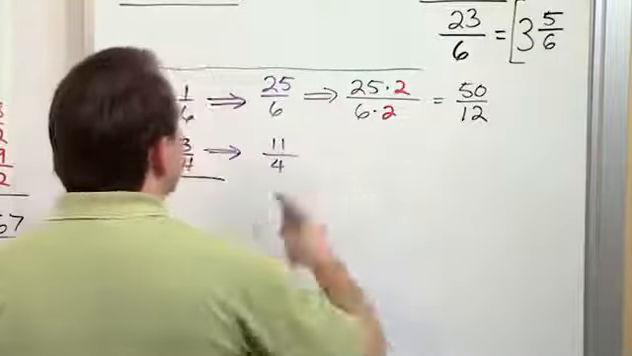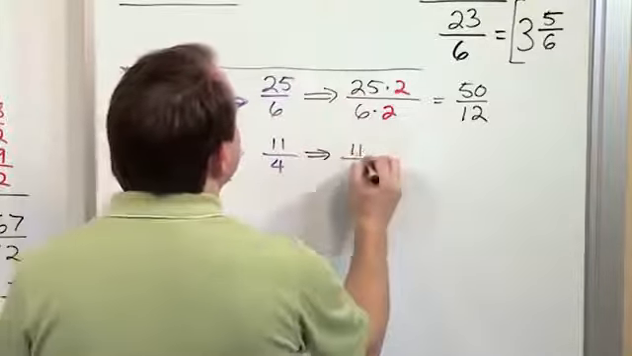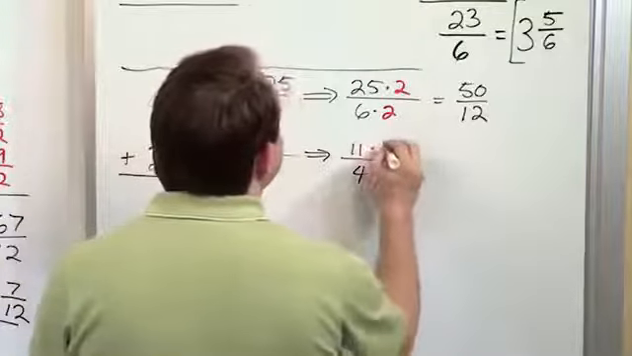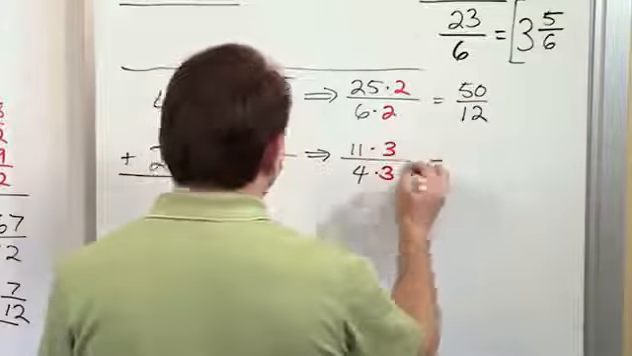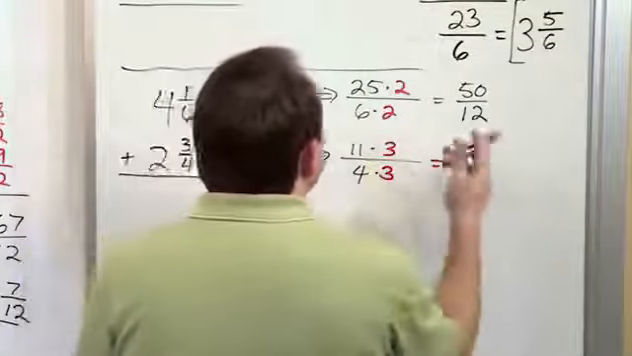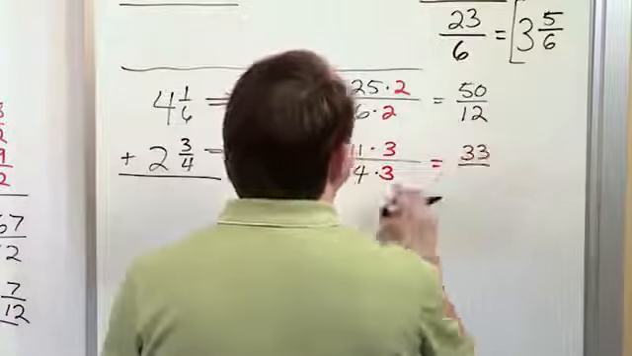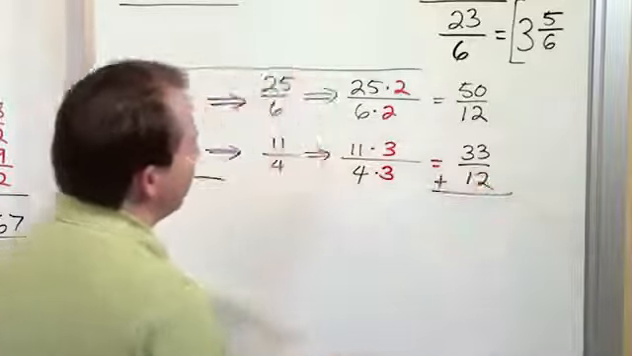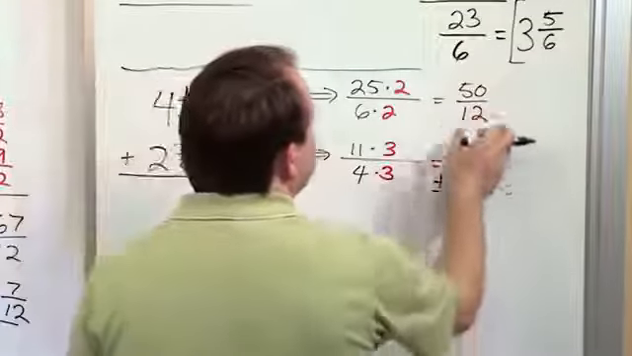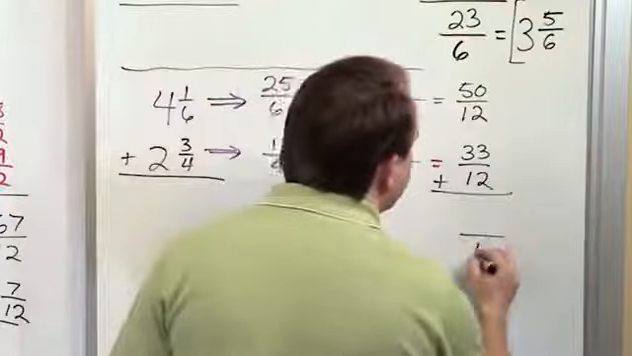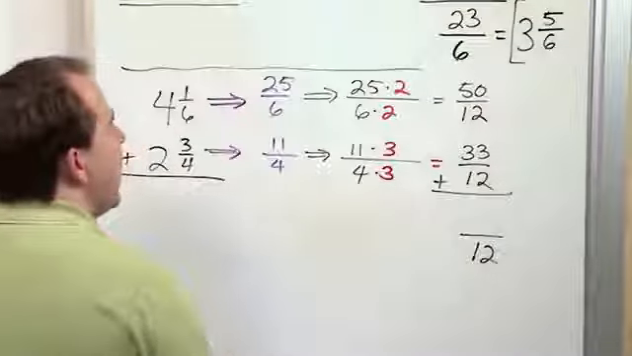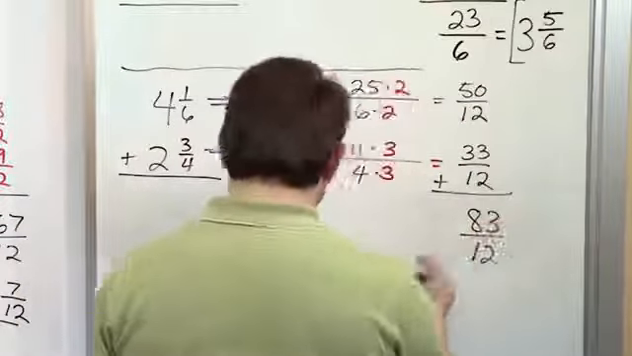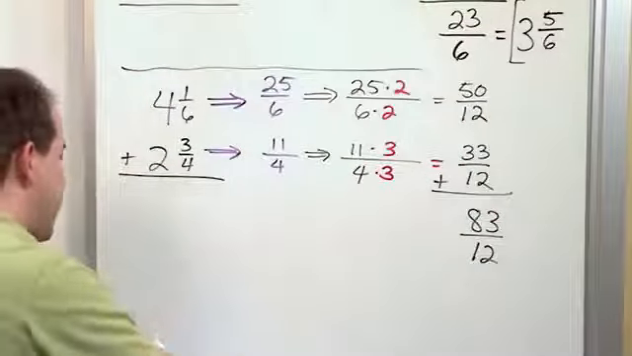And then over here, we're going to transform this one by taking 11/4. And then we'll multiply this times 3 and this times 3, again trying to reach 12. 11 times 3 is 33. 4 times 3 gives me 12. So now we can add them because we have a 12 for the denominator in both cases. So we keep the 12 along for the ride. That just kind of hangs out. And then we add the 50 and the 33, and that's going to give us 83. So the answer is 83/12, and that is correct.